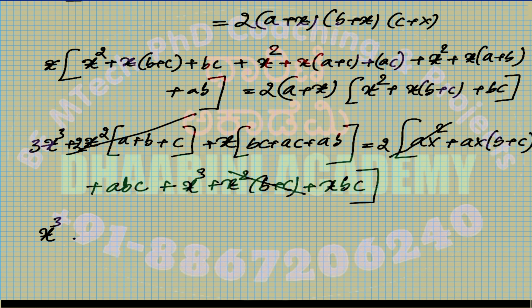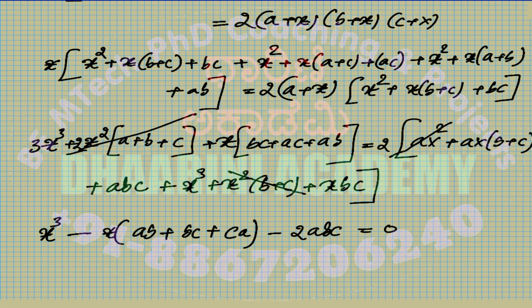So you have it on the right side only. When it comes to the left side, it is negative. So minus x into ab plus bc plus ca. Then I am left with only abc terms. So 2abc on the right hand side, when it comes to the left, it is minus 2abc, equal to 0. Okay, now you see it's an equation of third degree, x cube is there.